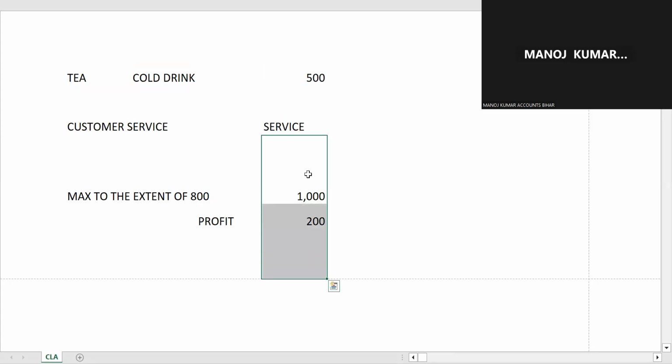So you want to give customer service, but you can only give it to an extent, not beyond it. For example, to cover the cost of 800, the maximum you can give is a cold drink. If you want to make him happier, don't give tea, give a cold drink, spend a little more, but beyond this you cannot go. Did you understand? If you need me to repeat anything in Hindi, you can ask me.